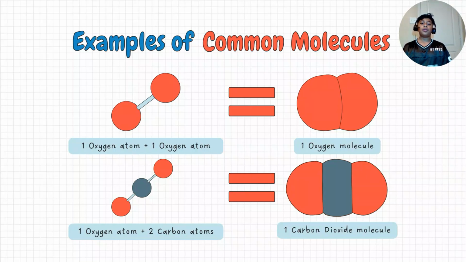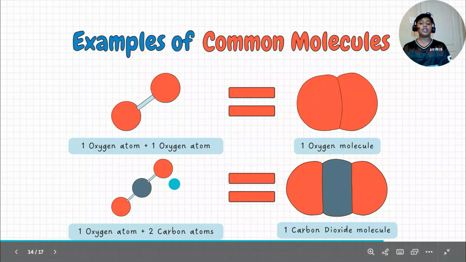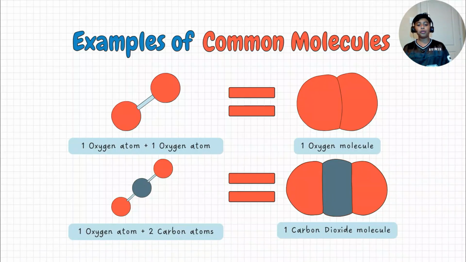Next, we have 1 oxygen atom plus 2 carbon atoms. So the gray thing is our oxygen atom, and then these 2 red circles are our carbon atoms. And this is a carbon dioxide molecule. You might have heard this causes global warming and lots of other problems like climate change. So you probably heard of this. And guess what? That is how carbon dioxide is formed.